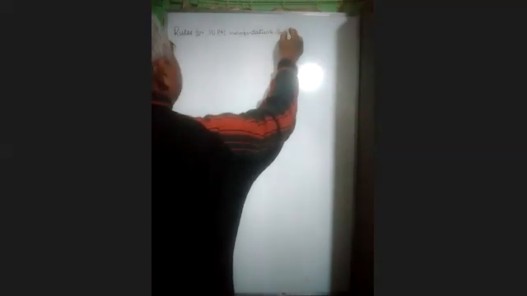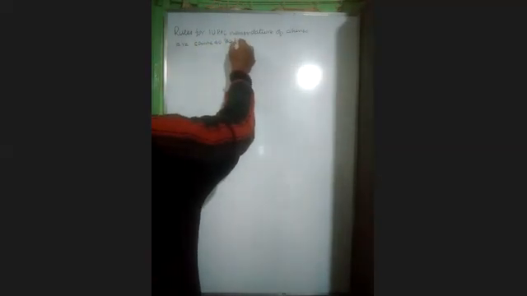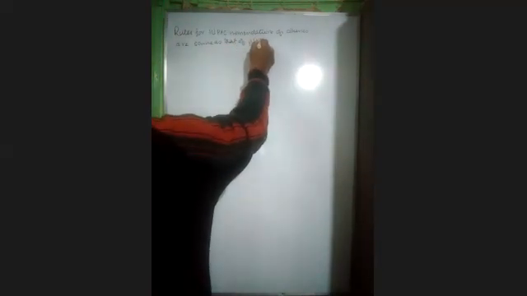Rules for IUPAC nomenclature of alkenes are the same as that of alkanes.